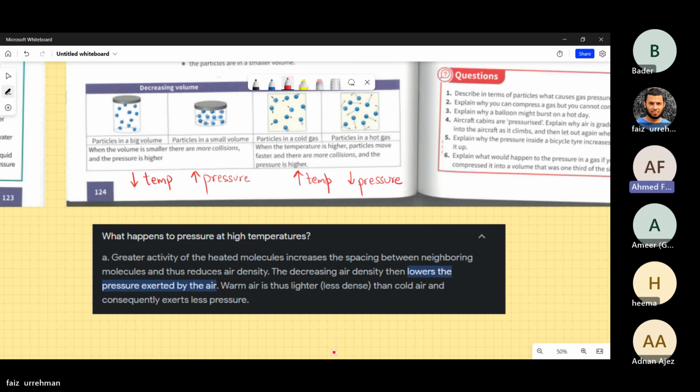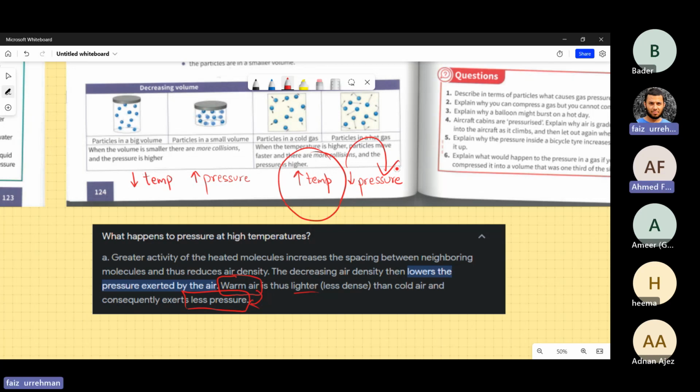But Mr., it says when the temperature is higher, particles move faster and there are more collisions and the pressure is higher, beside the decrease of volume. Look, Mr., it says here above, higher temperature. Warm air is lighter than cold air, and consequently exerts less pressure. Yani warm air is less pressure. That's what I tell you. What's the issue?